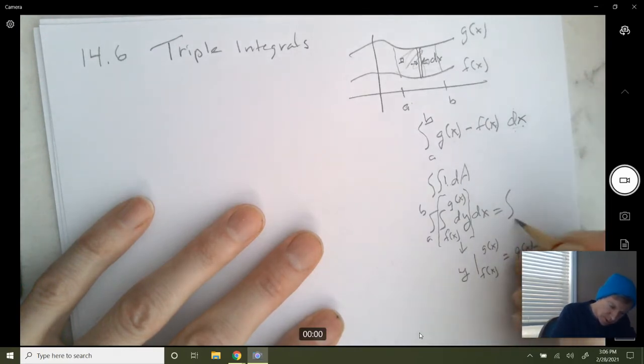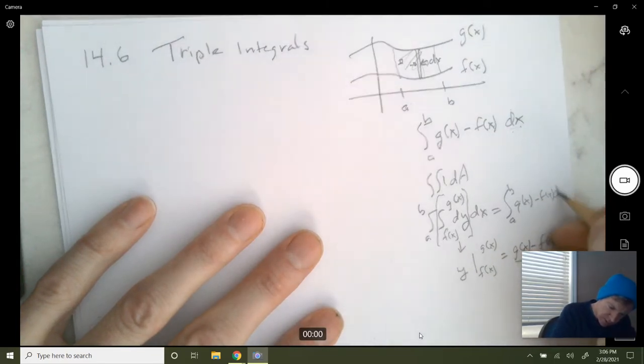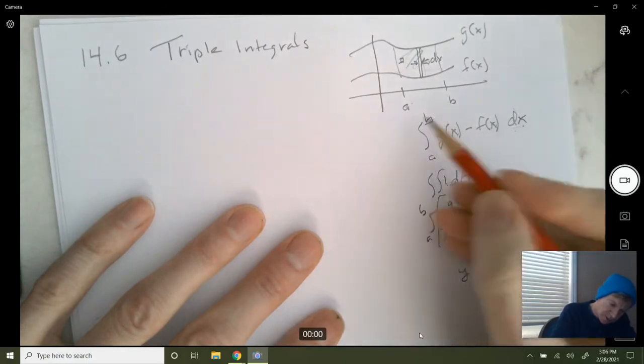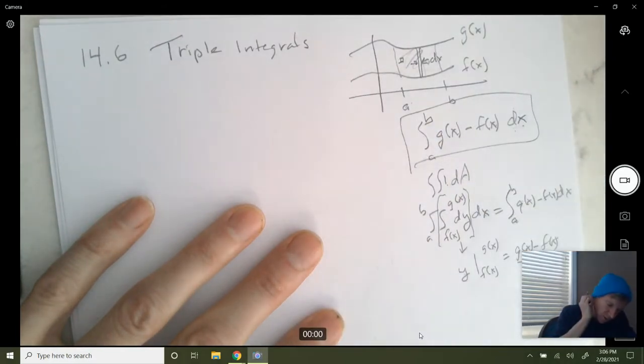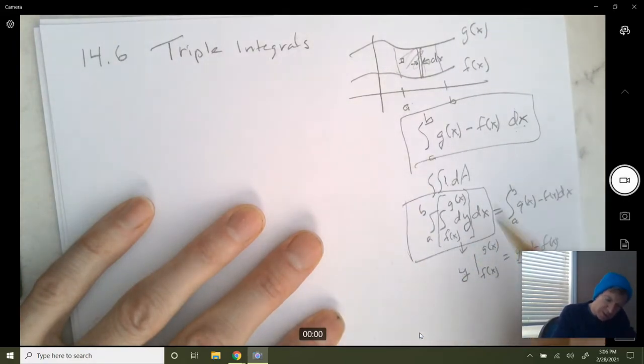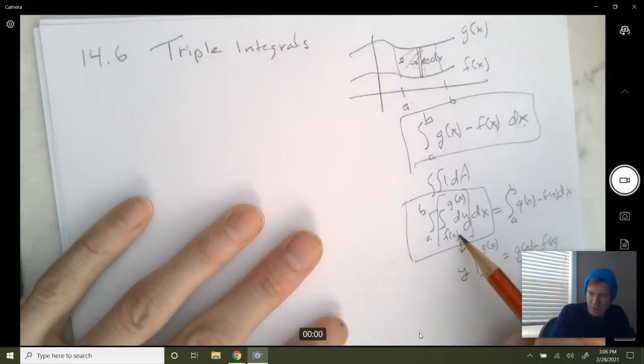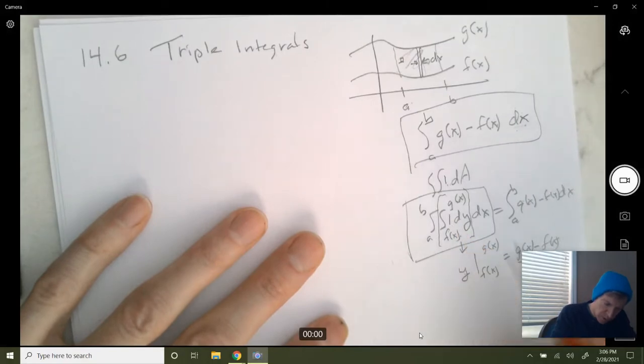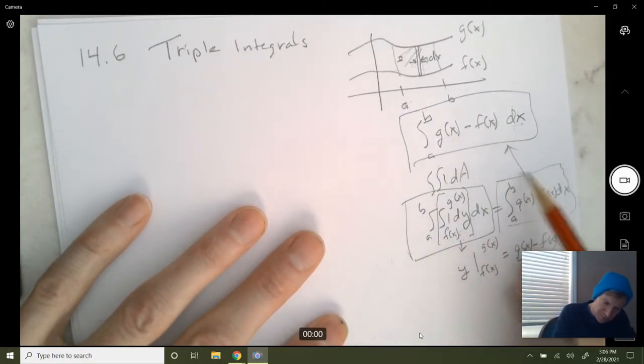So this is going to be equal to the integral from A to B of g of x minus f of x times your dx. So right here, you can use a single integral to find area under a curve or area between two curves, or you could use a double integral. In the case of the double integral, you don't have an integrand, or your integrand's just 1. After the first step, notice these are now identical.